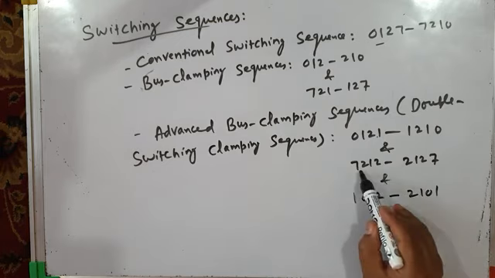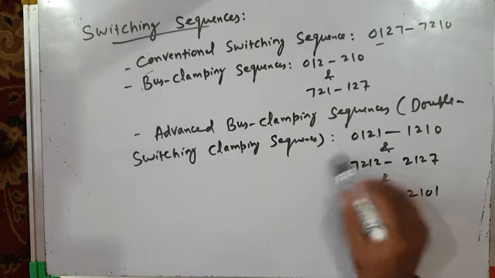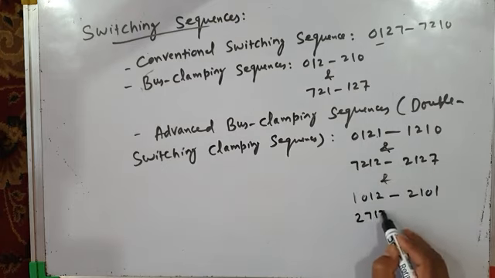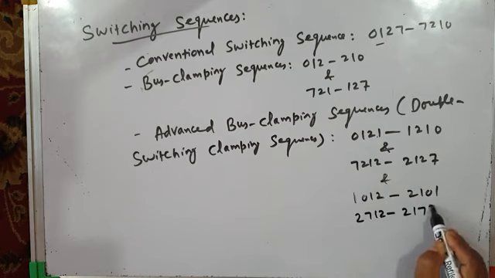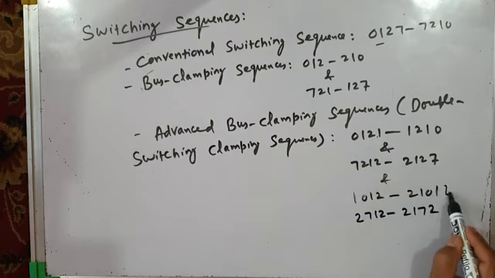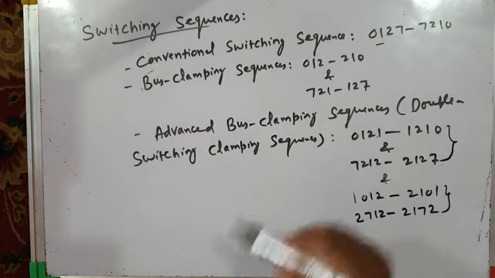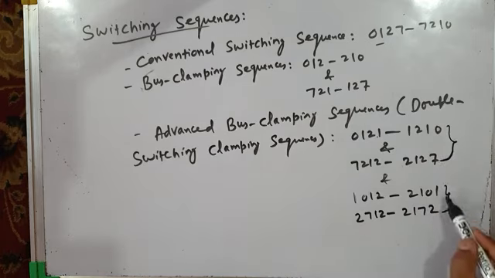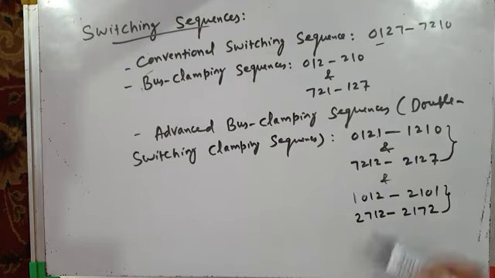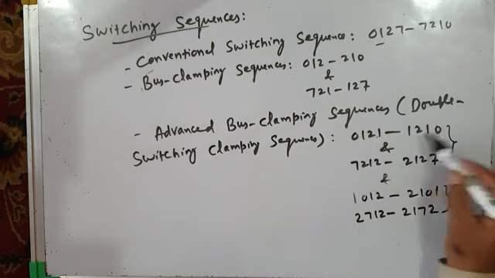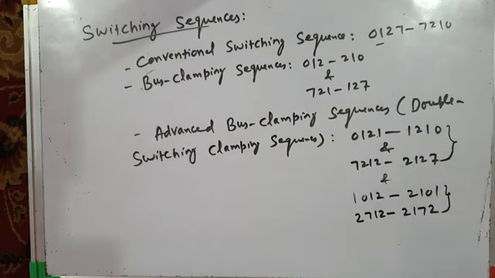And another is, see, we have 7212. I bring this 2 first, so 2712 and 2172. These are also double switching clamping sequences. We have studied these double switching clamping sequences earlier, previously. We have not studied these double switching clamping sequences. These are also types of double switching clamping sequences or advanced bus clamping sequences. So out of these, this is a double switching clamping sequence. These are also double switching clamping sequences.